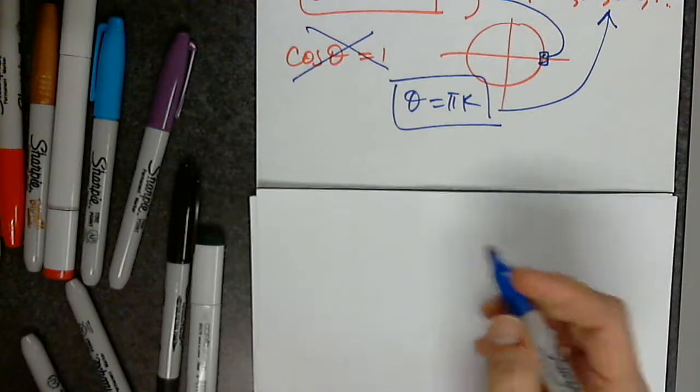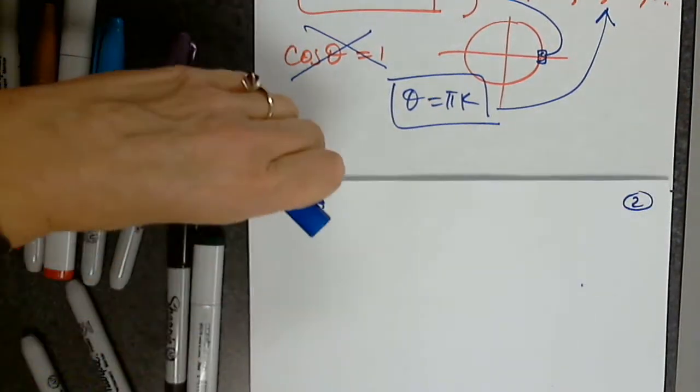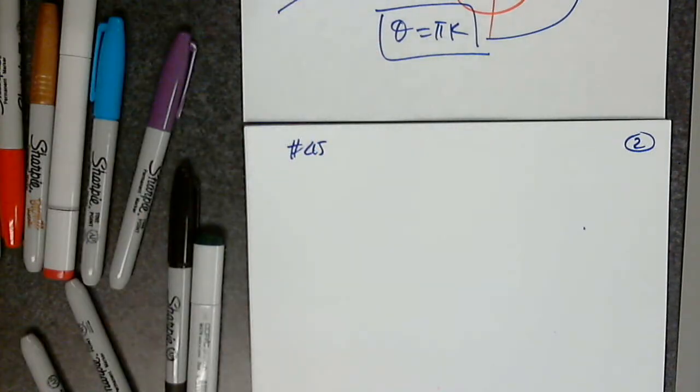45, page or section? 45. Okay. Let's take a look at 45. A formula for the derivative of a function f is given. How many critical numbers does f have?